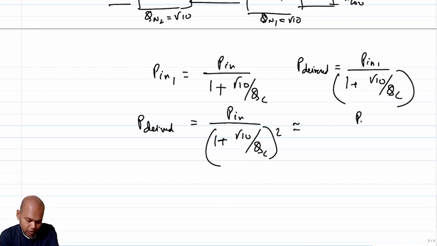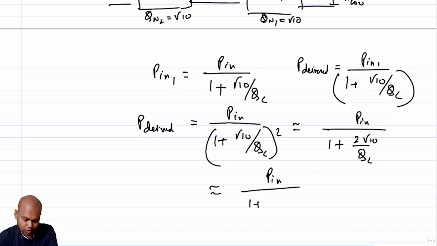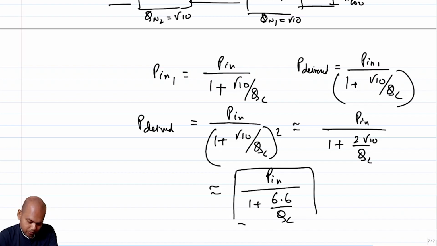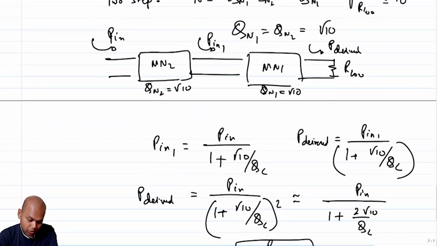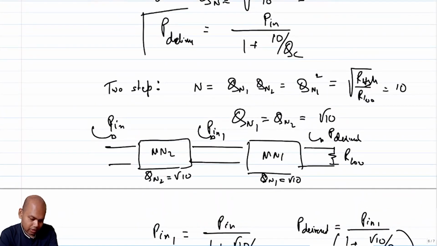Which is approximately equal to P in by, I mean, obviously your QC has to be more than the square root of 10, so I'll use the Taylor series approximation, 1 plus 2 times square root of 10 by QC, which is again another approximation. The square root of 10 is approximately 3.1, 3.2, let's say 3.3, so this becomes 6.6 by QC, correct? So note that here the denominator is lower than in this case.